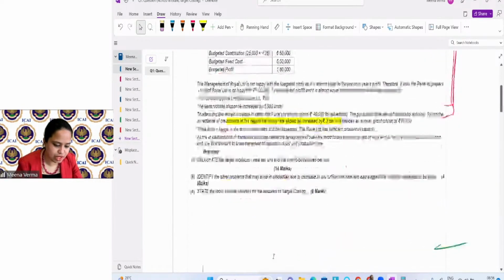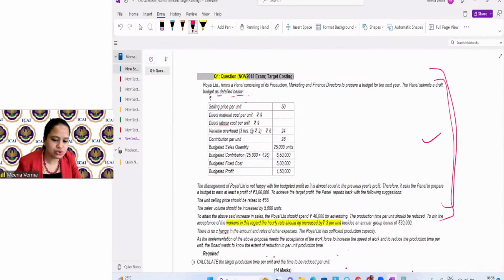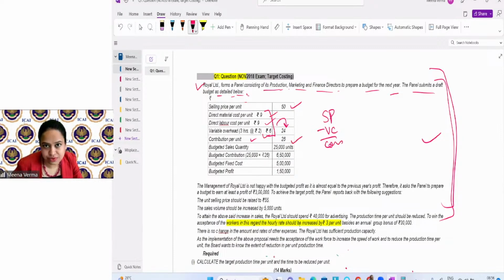Now let's see, what do we have here? Let's solve this question. Royal Limited forms a panel consisting of its production, marketing, and finance directors to prepare the budget for the next year. The panel submits a draft budget as detailed. Selling price per unit is given here. The direct material cost, direct labor cost, and variable overhead cost are given here. If you add these costs, it comes to 24. Then the contribution per unit, because you know that selling price minus variable cost is contribution, is given here.